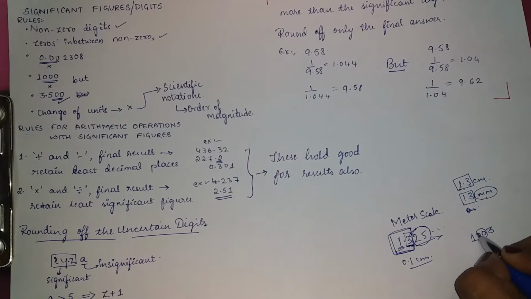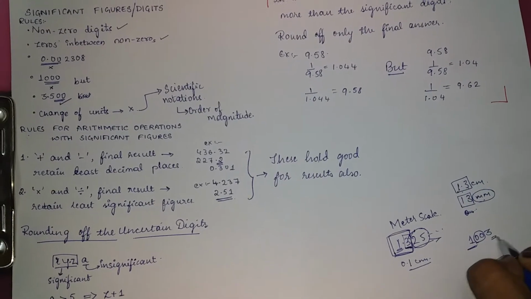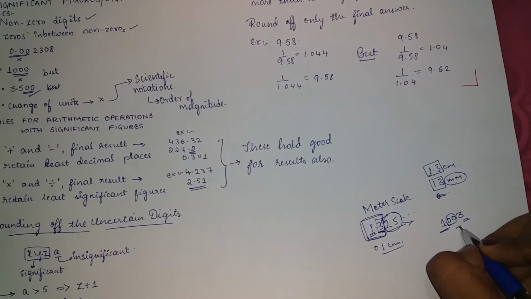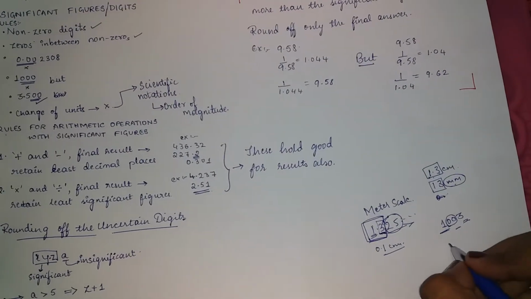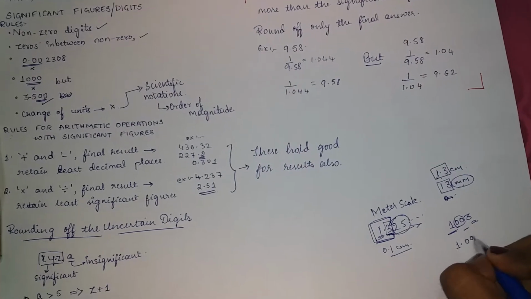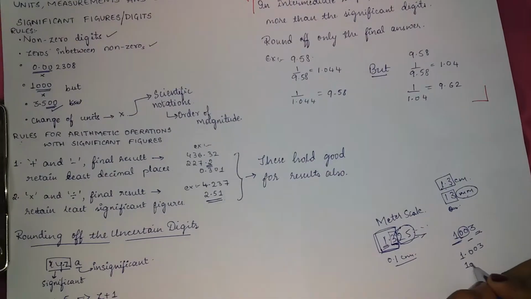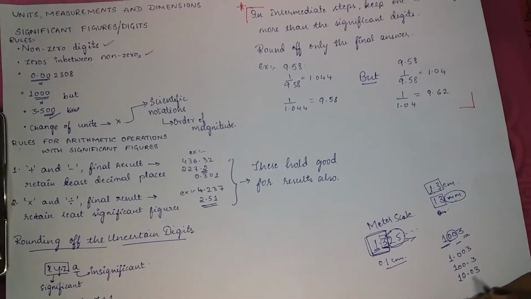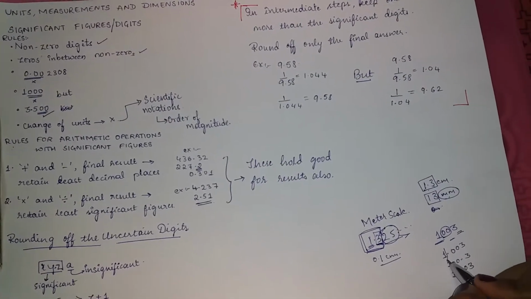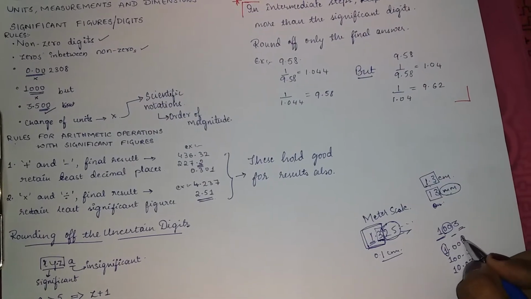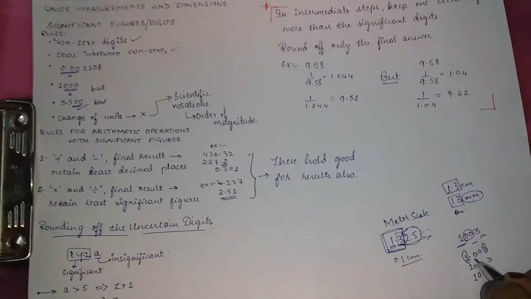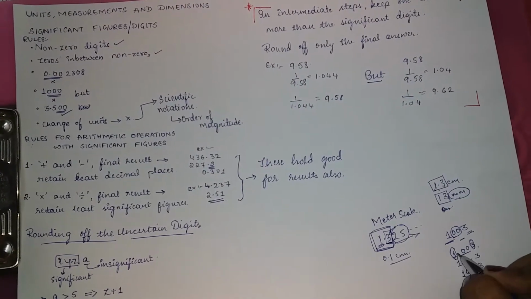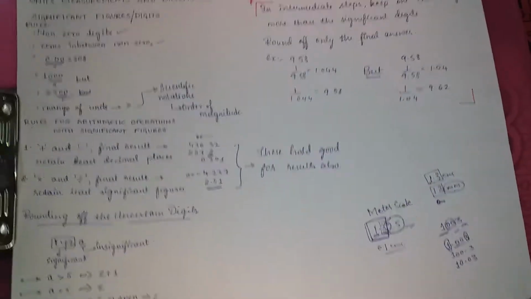Here two zeros are there in between two non-zero digits. So these two zeros are significant. If at all there is a decimal point here, or here, or here, it doesn't matter, because those decimal points are there between two non-zero numbers, and these zeros are there between these two non-zero numbers. Wherever the decimal point is, it is significant.